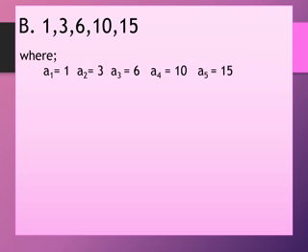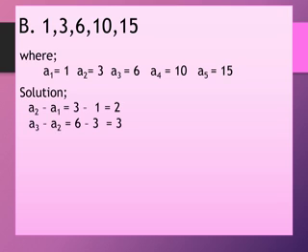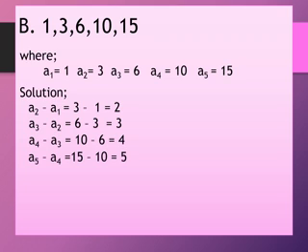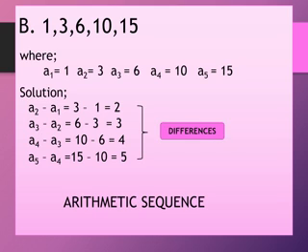Letter B. 1, 3, 6, 10, 15, where a sub 1 is 1, a sub 2 is 3, a sub 3 is 6, a sub 4 is 10, and a sub 5 is 15. Based on the sequence, what do you think? Is it arithmetic or not? Let's find out. Subtract a sub 1 from a sub 2, a sub 2 from a sub 3, a sub 3 from a sub 4, and a sub 4 from a sub 5. Based on these differences, they don't have the same difference. So this sequence is not an arithmetic sequence.